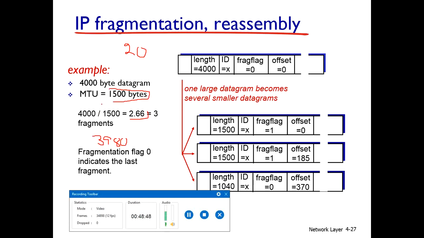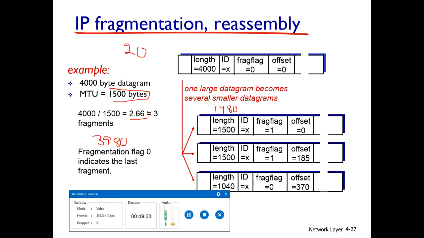So one large datagram now will become three smaller datagrams. How will it be broken down? The first datagram will have a maximum length equal to the MTU capacity of the link, which is 1500. 1500 means the user data is 1480. It will be 1480, right?